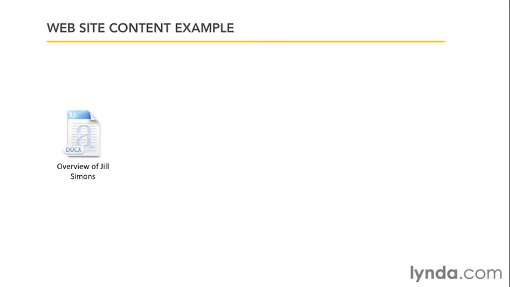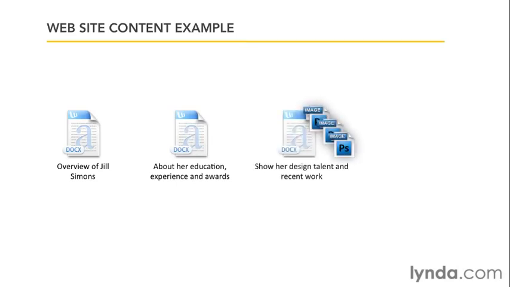So in this example, I might have Jill Simons who's interested ultimately in gaining more clients. So she might start selling herself, talking about her education, her experience, show off some of her work, and of course, give users the ability to get in touch with her.